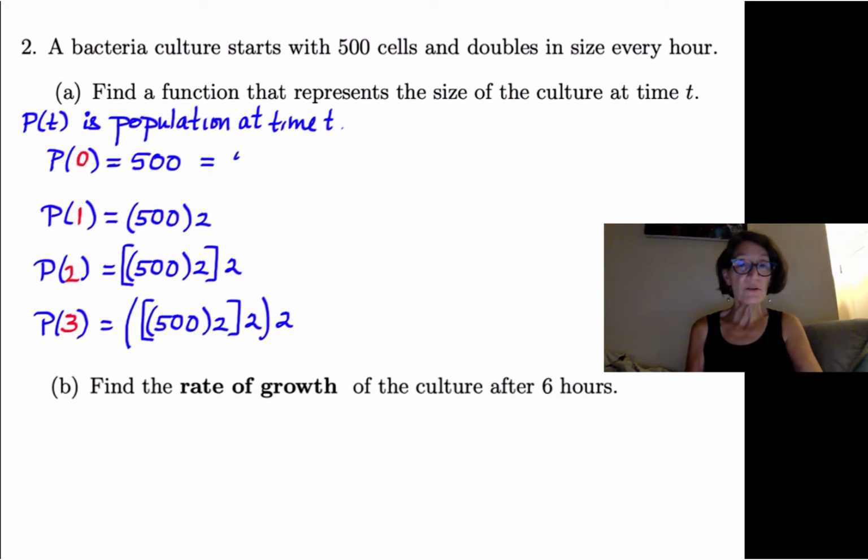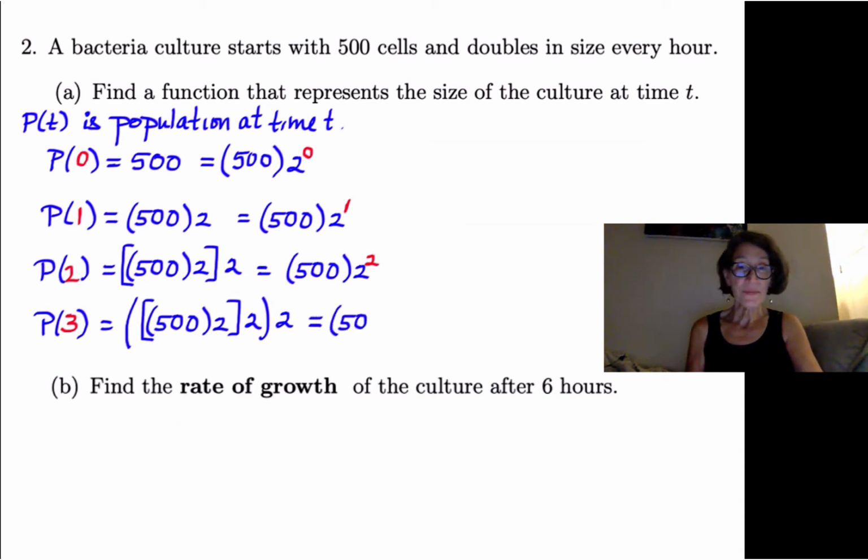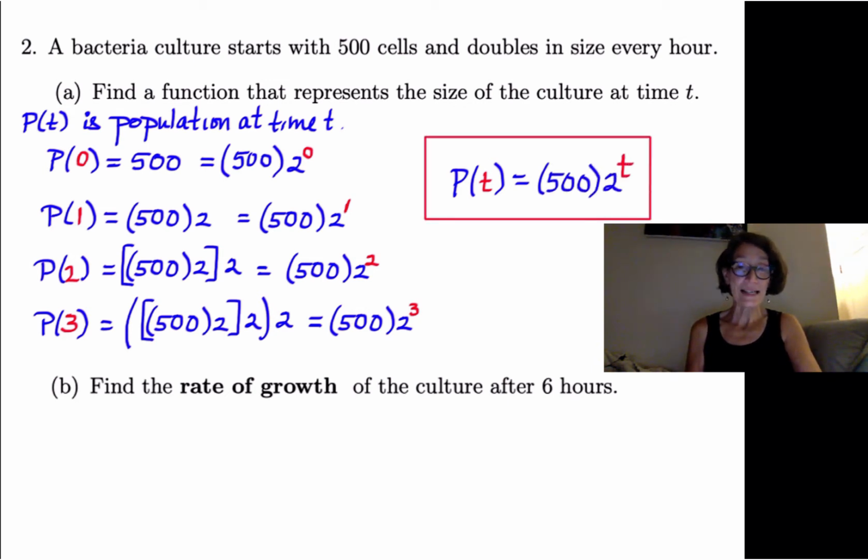So p of 0 can be written as 500 times 2 to the 0. P of 1 can be written as 500 times 2 to the 1. P of 2, we can write that as 500 times 2 to the 2. And finally, p of 3 is just 500 times 2 to the, you guessed it, 3. So now we can write down p of t. At any time t, the population is going to be 500 times 2 raised to the power t.